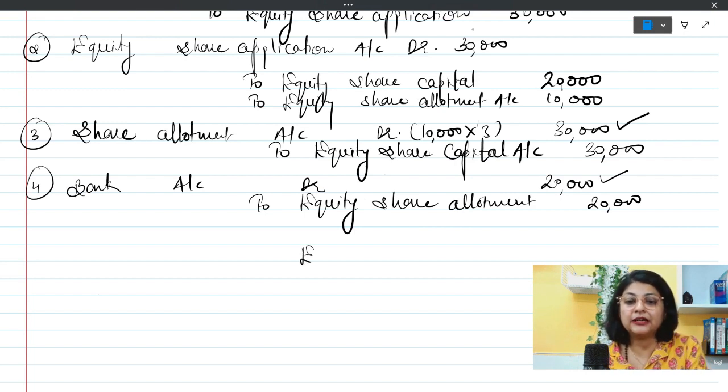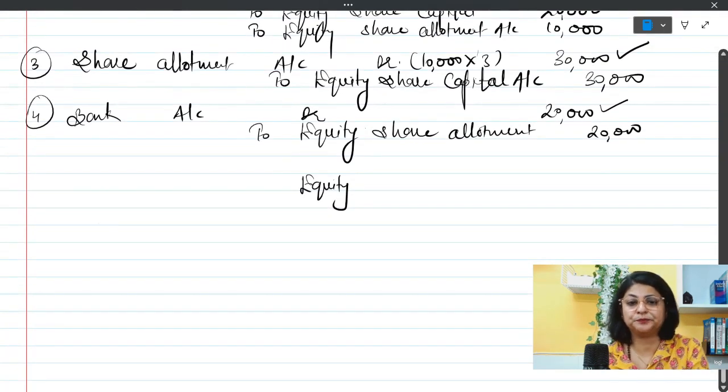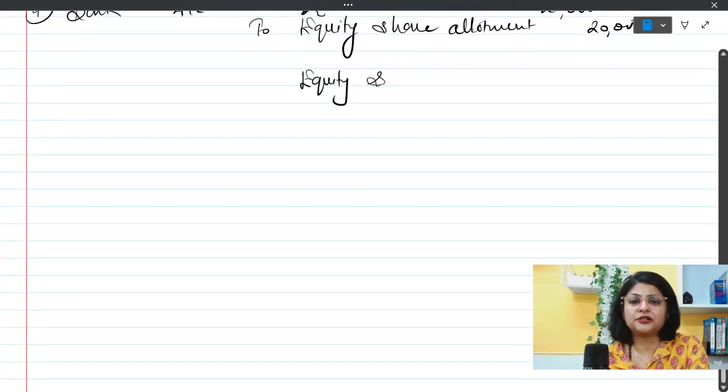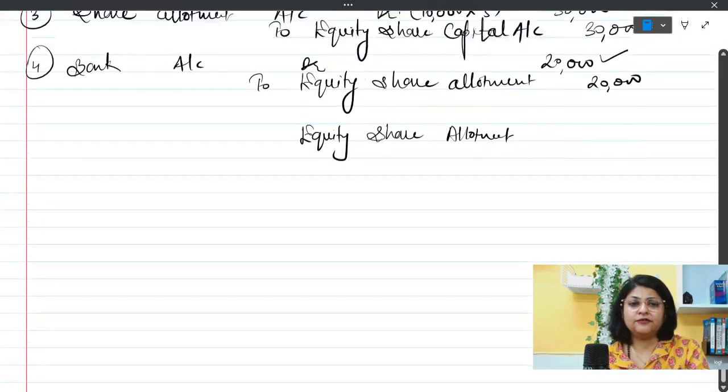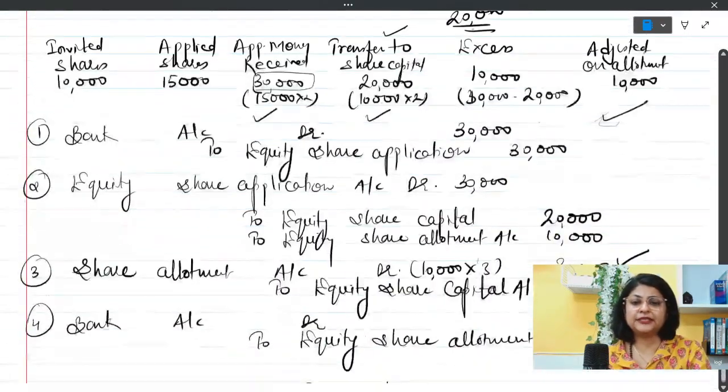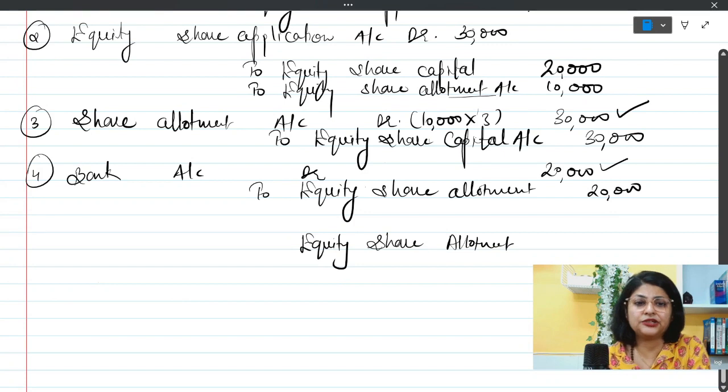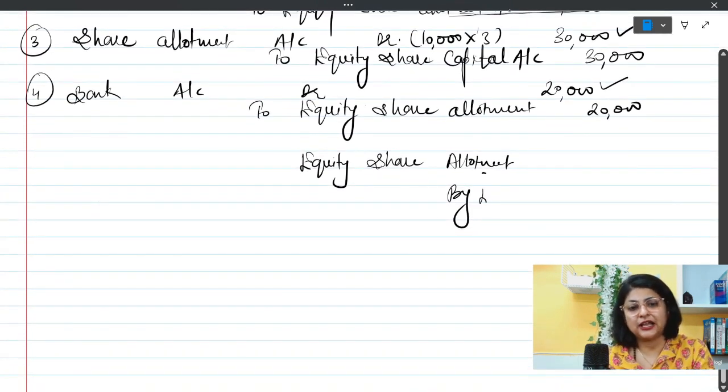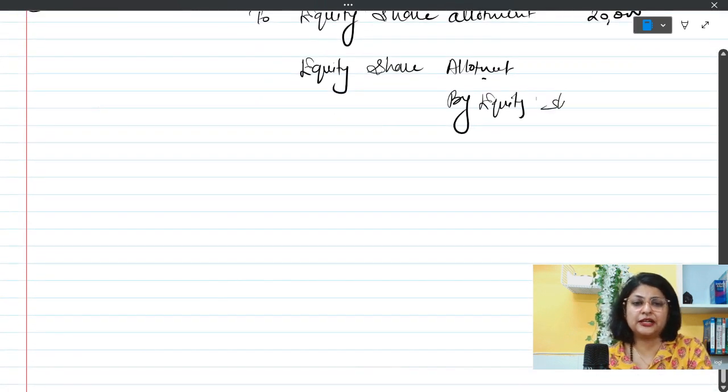Let me make the ledger for you and make you understand this equity share allotment account. So the equity share allotment account will look something like this. In the first instance, let's see what we had done over here. In the second entry, you can see equity share allotment account is credited, and on the debit side you have equity share application. So here I am going to write by equity share application.